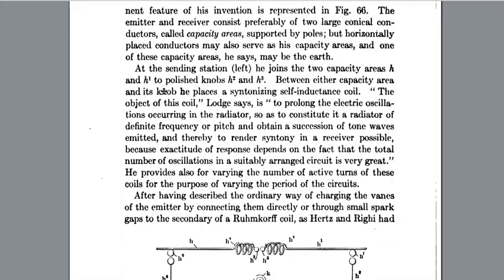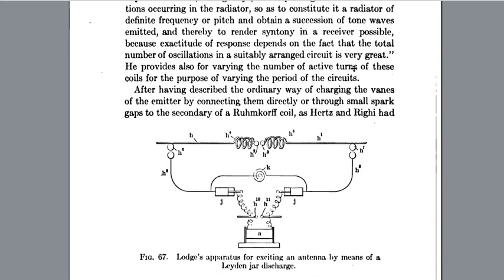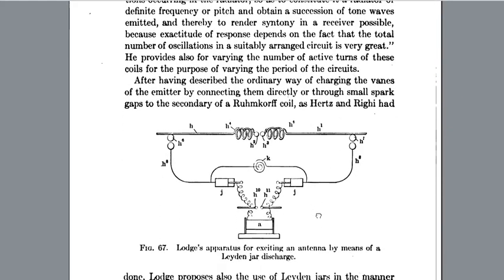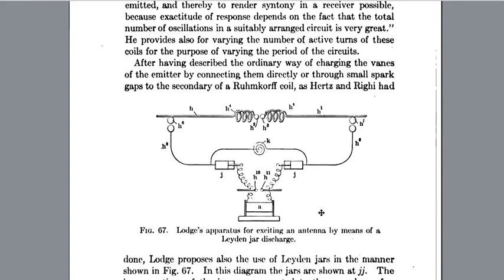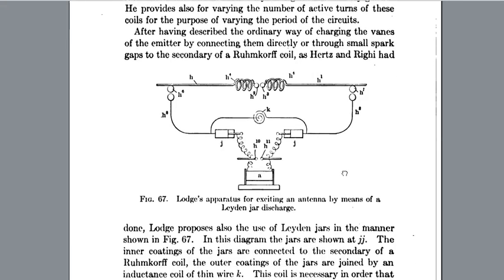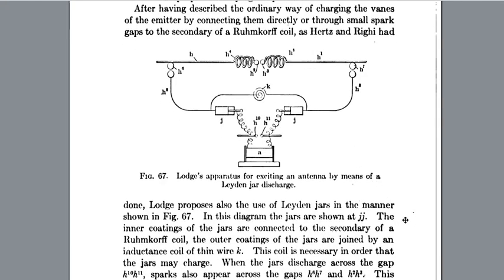He provides also for varying the number of active turns of these coils for the purpose of varying the period of the circuits. After having described the ordinary way of charging the vanes of the emitter, by connecting them directly or through small spark gaps to the secondary of a Ruhmkorff coil, as Hertz and Righi had done, Lodge proposes also the use of Leyden jars in the manner shown in figure 67. In this diagram, the jars are shown at JJ.